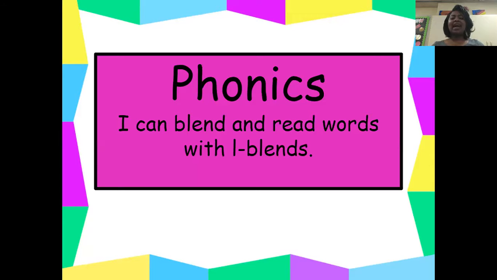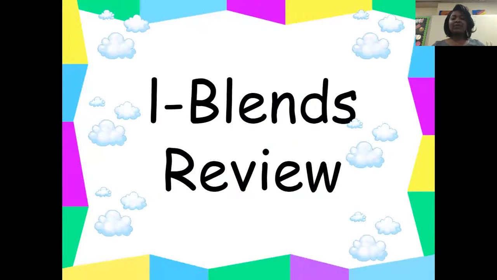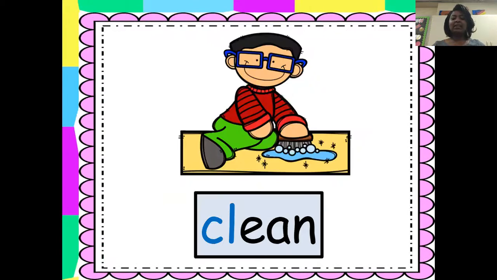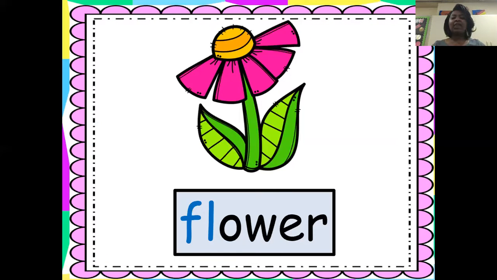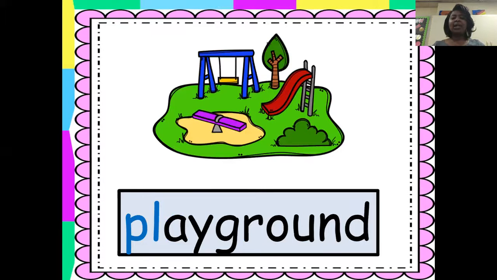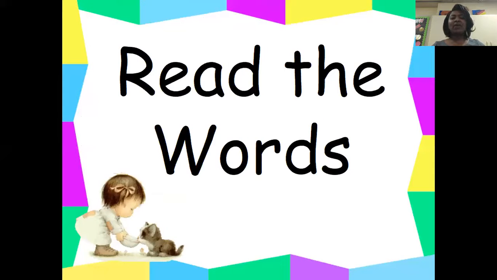Repeat after me. I can blend and read words with L blends. All right, let's review. Bull, blanket, clean, full, flower, gloves, pull, playground, slide. Let's read the words.